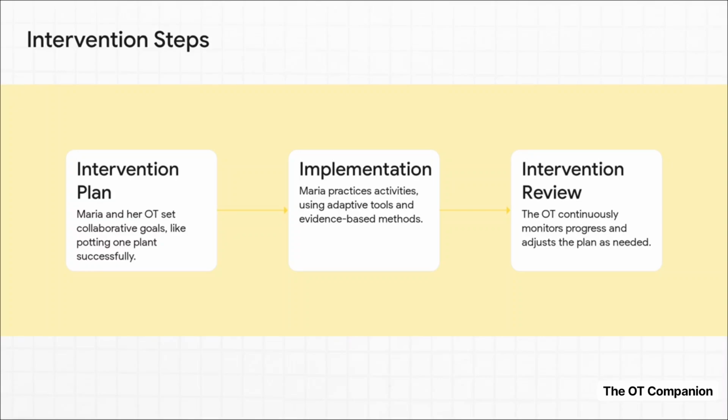This is where the OT and Maria team up to set clear, measurable goals. Not just get back to gardening, but something super specific, like successfully pot one plant within 2 weeks. Next is the intervention implementation. This is Maria actually doing the work, guided by the OT, and always using strategies that are based on the best evidence out there. And finally, and this is so important, is the intervention review. The OT is constantly checking in, monitoring Maria's progress, celebrating the wins, and tweaking the plan as needed.